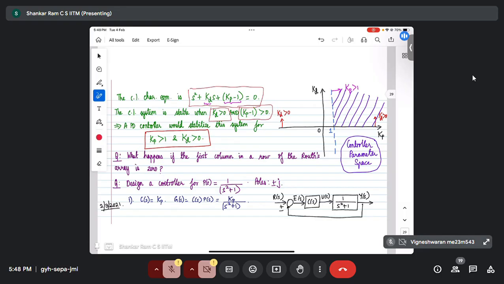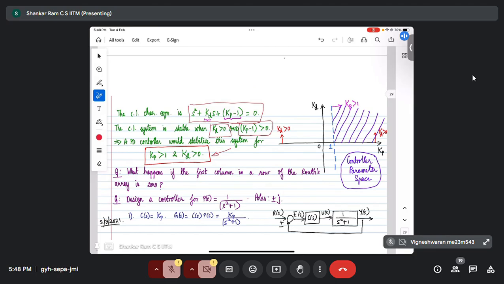Essentially, in this case, since the coefficient of S squared is plus 1, the remaining two coefficients also should be positive. So KD is greater than 0 and KP minus 1 is greater than 0. If we simplify this, a PD controller will stabilize it as long as KP is greater than 1 and KD is greater than 0. Okay. So this is the graphical representation of the controller parameter space.